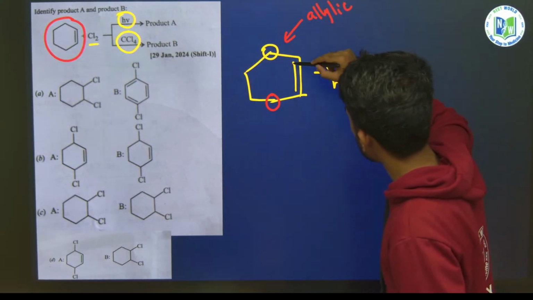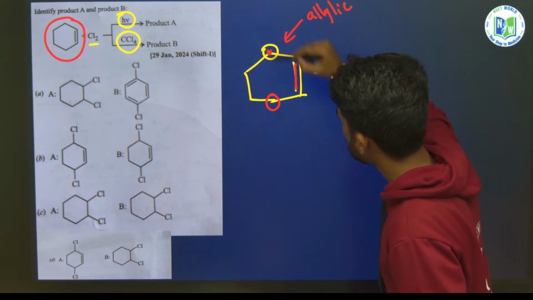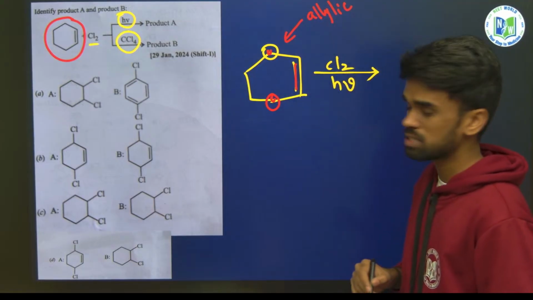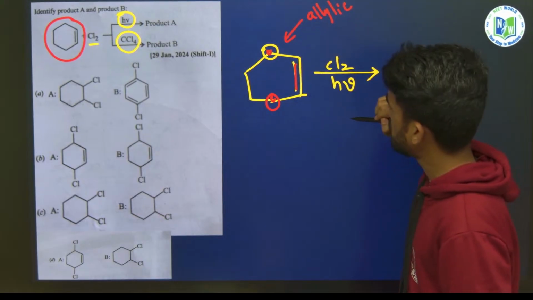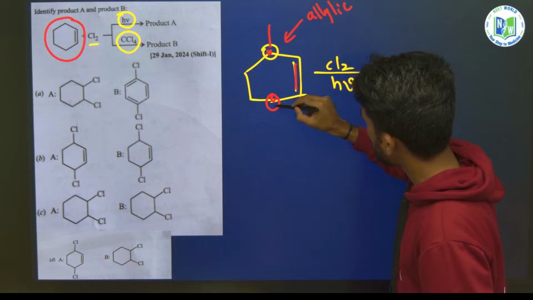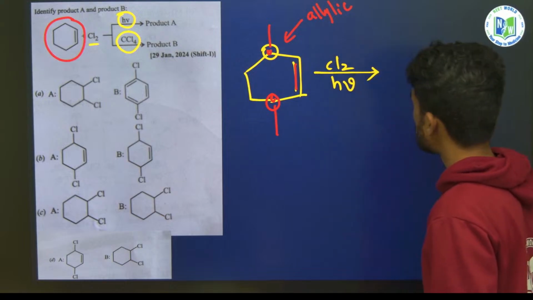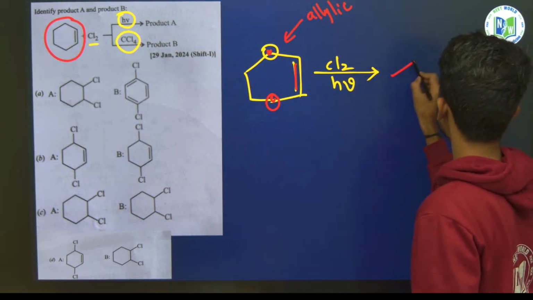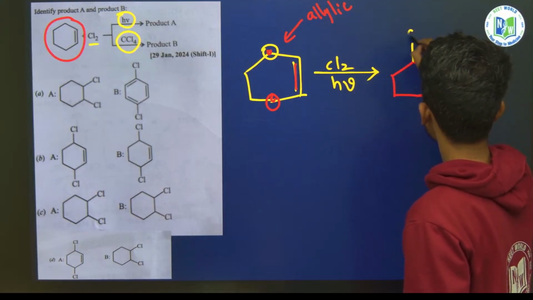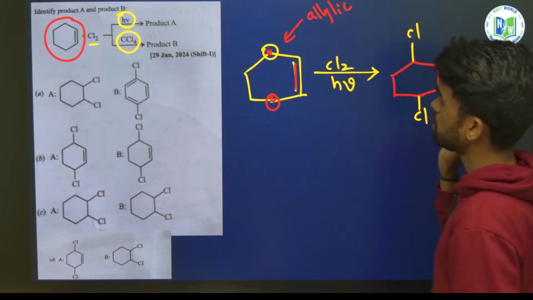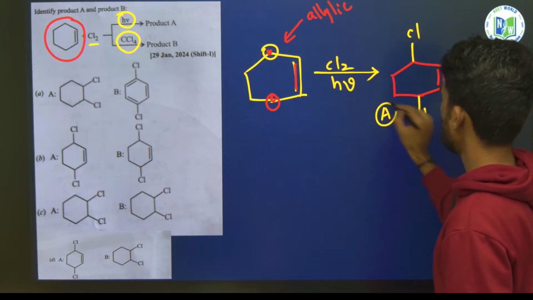What is that, allylic position? The carbons adjacent to the double bond are called allylic carbons. How many allylic carbons are there? This one and this one. So I need to add one chlorine here and another chlorine here. What is our final product now? Chlorine here, that's it. So this will be our A.